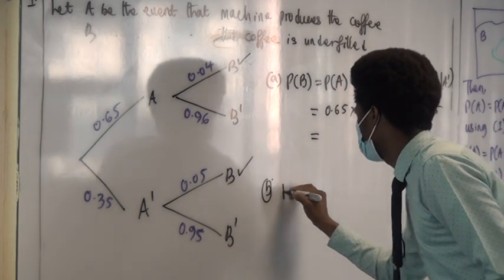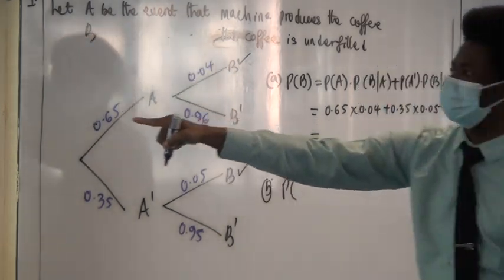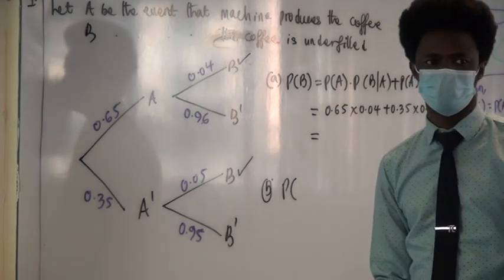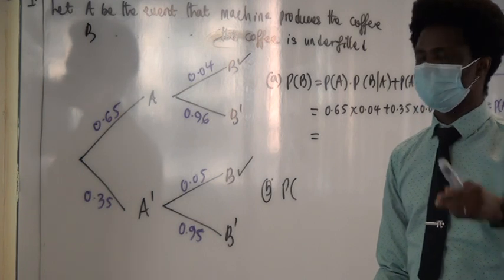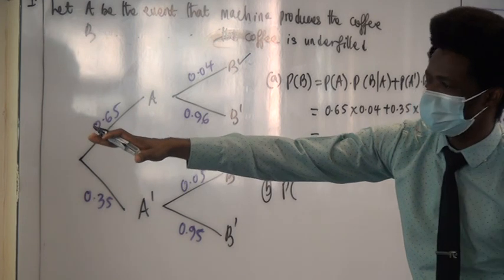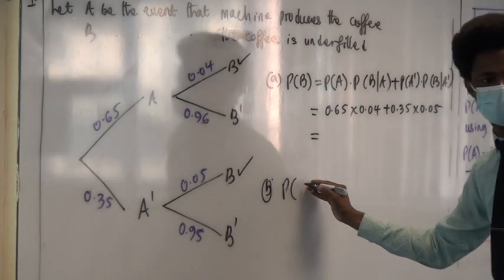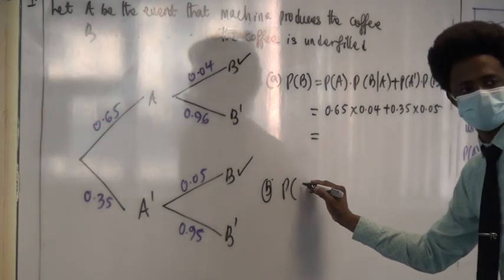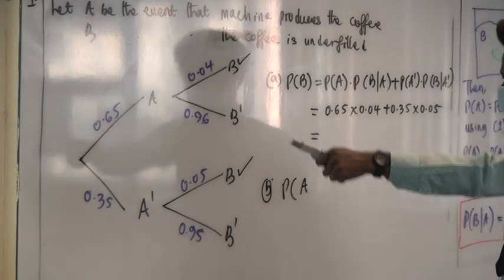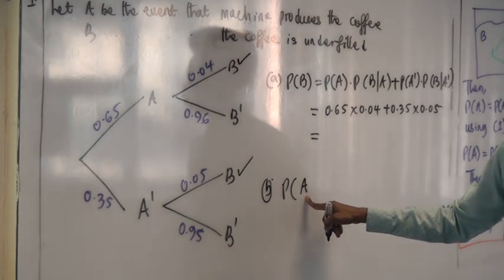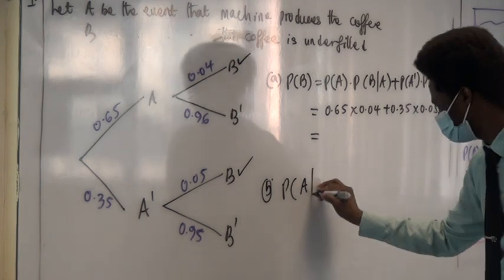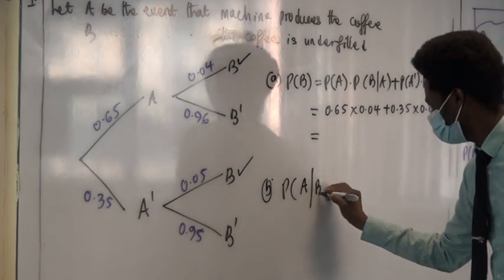What is the second question? Now, a cup of coffee is chosen at random and it is found to be underfilled. So that is already given. Find the probability that it is produced by A. So how do we write the conditional probability? It's produced by A, that's event A. So we want to find the probability of A given what? Given B.